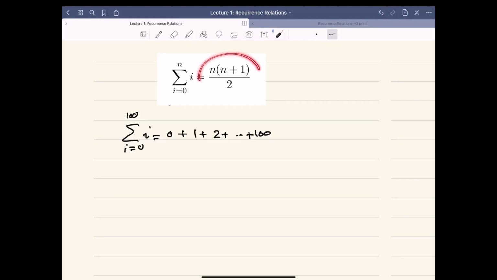Yes, which is this equation. So this equation says that you can find the answer. n is 100, so simply substitute. It would be 100 multiplied by 101. You divide it over 2 and you will get the answer directly.